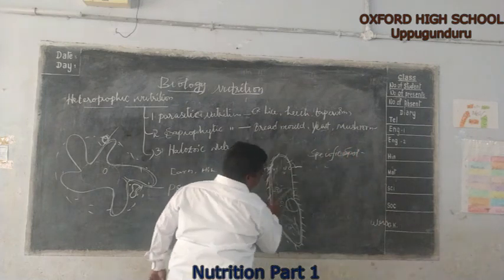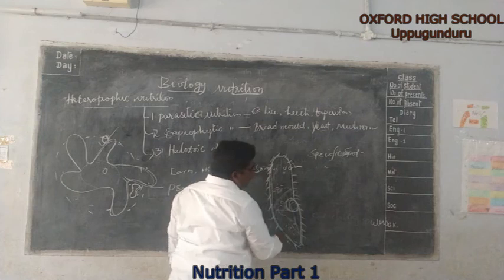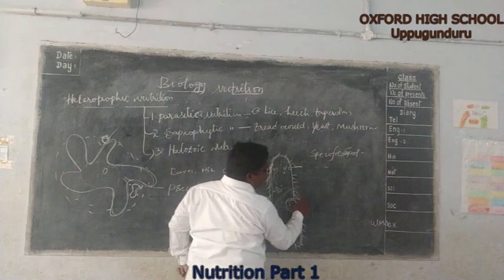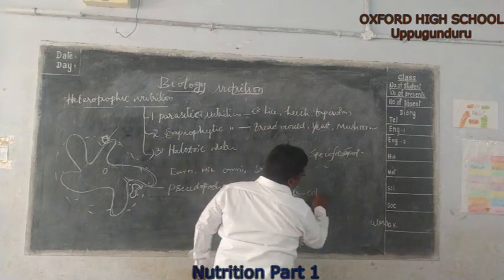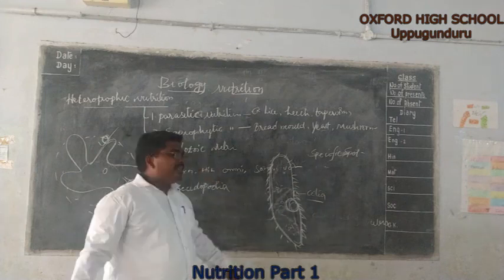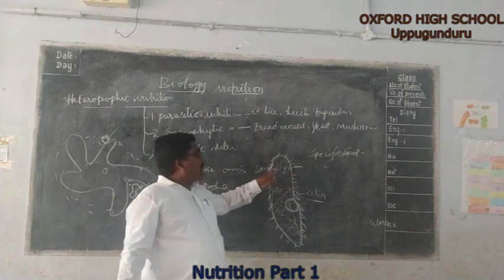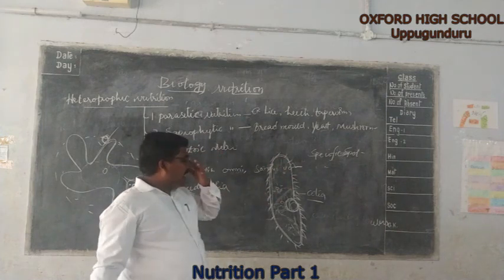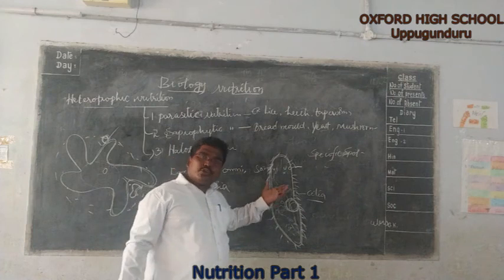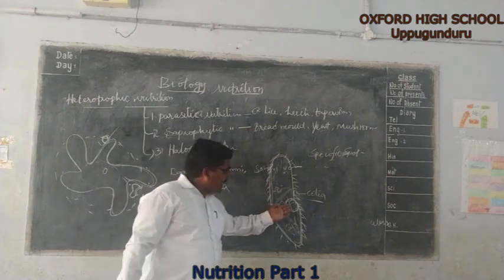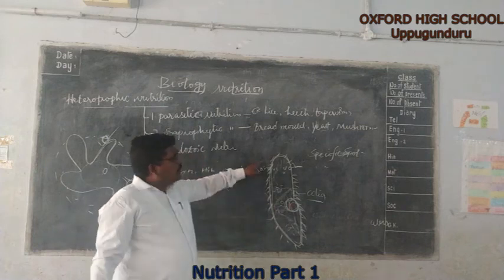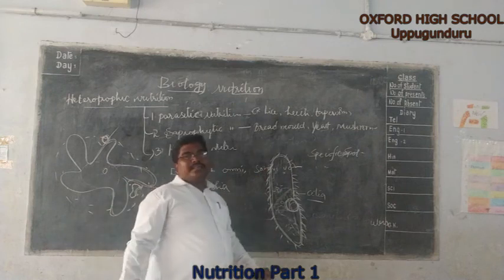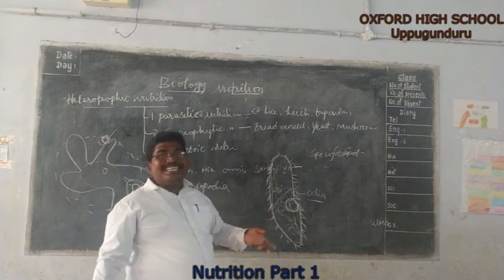The food is moved to the spot by the movement of cilia, the hair-like structures present on the cell surface. These are cilia, very important. What is cilia? The hair-like structures present on the cell surface of the paramecium are called cilia. So in paramecium, food is taken at a specific spot, and the food is moved to the spot by the movement of cilia present on the cell surface. And then the food is ingested.